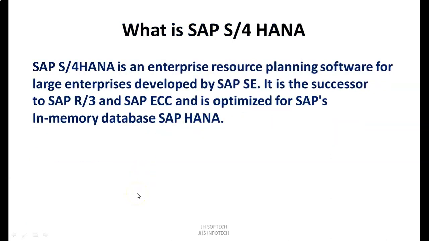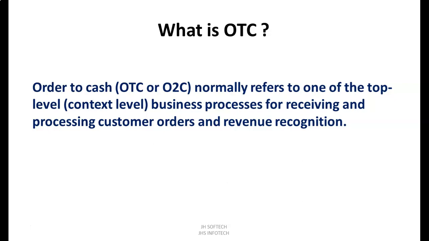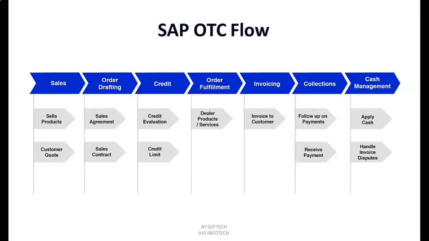Now what is S4 HANA? SAP S4 HANA is an enterprise resource planning software for large enterprises developed by SAP SE. It is a successor to SAP R3 and ECC and is optimized for SAP's in-memory database. What is OTC? Order to cash normally refers to one of the top level context level business processes for receiving and processing customer orders and revenue recognition.